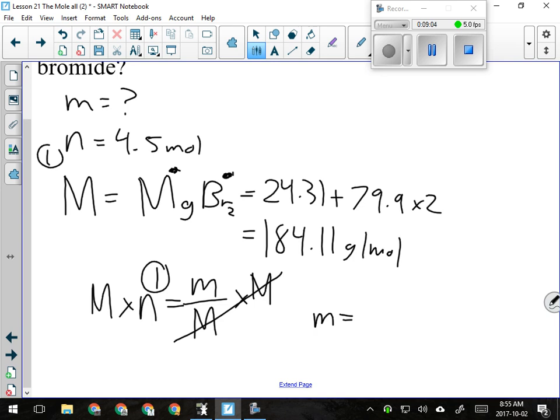Okay, so little m, now we're going to plug in the numbers here. That's going to be 184.11 molar mass, big M, times our number of moles, n, 4.5. Really what we're doing is saying, here's the mass of 1 mole, but I have 4.5 of them, so I've got to multiply. Does that sort of make sense?